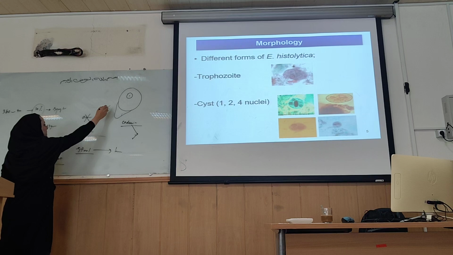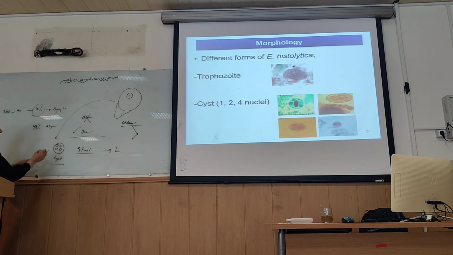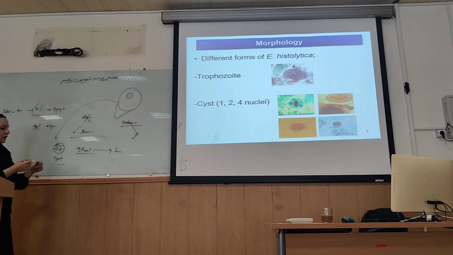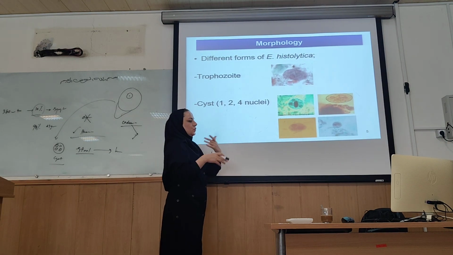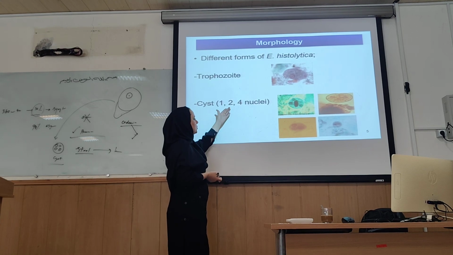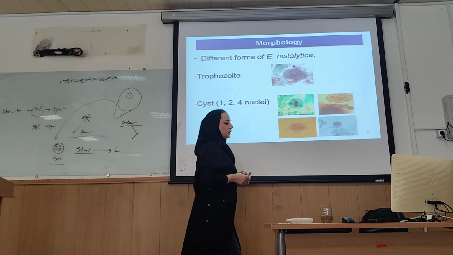They produce the cyst form, which is infective. The cyst form first has one nucleus. After that, they do mitosis. They produce 2 nuclei, and finally 4 nuclei.